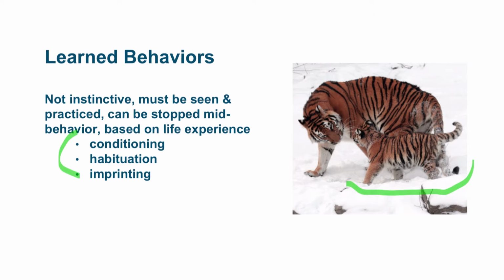Learned behaviors are different in that they're not instinctive, they have to be seen and practiced by the individual, and they can be stopped in the middle, unlike an FAP. They're also based on life experience. So this tiger cub here will learn a great deal from his mother before he grows up and leaves her. And so this is an example of learned behaviors.